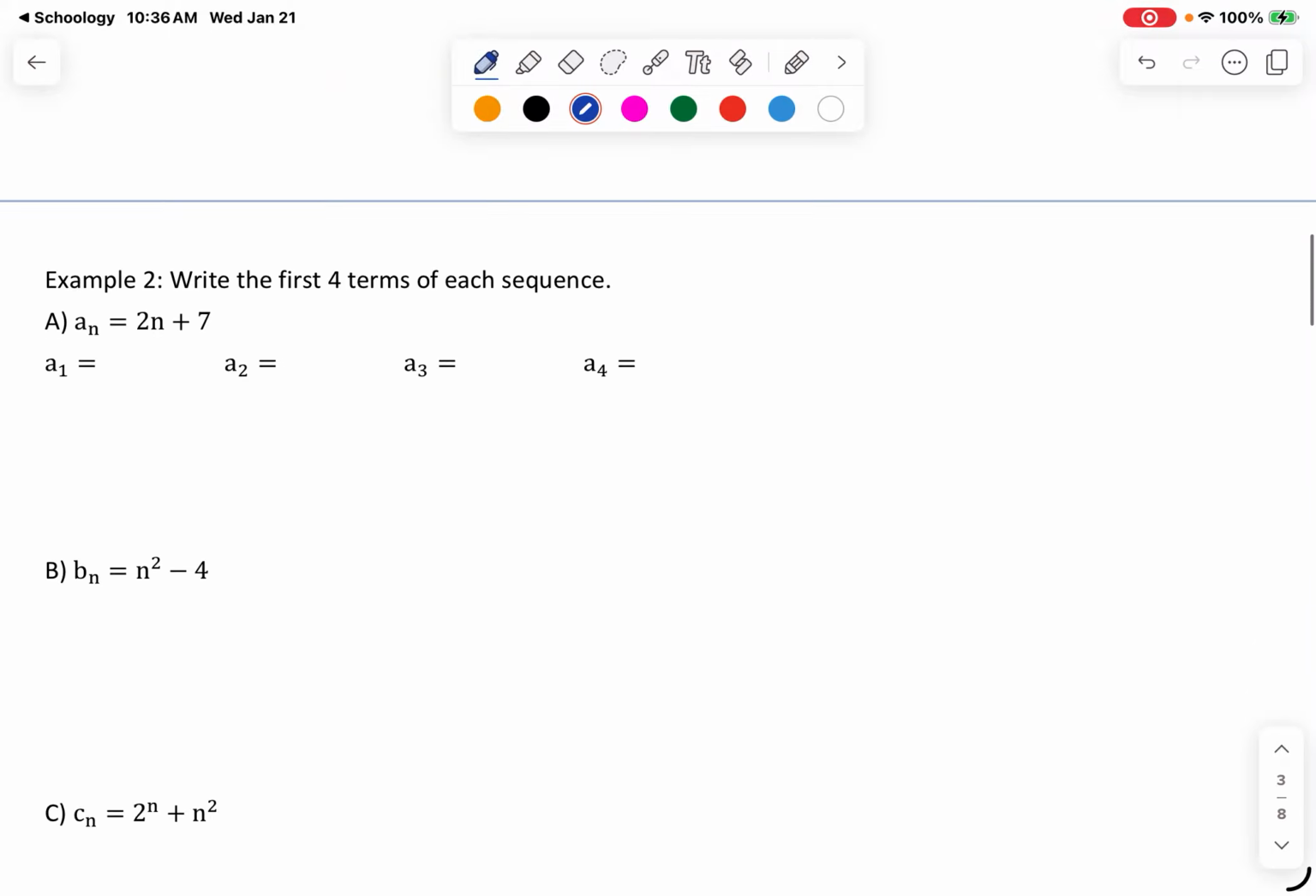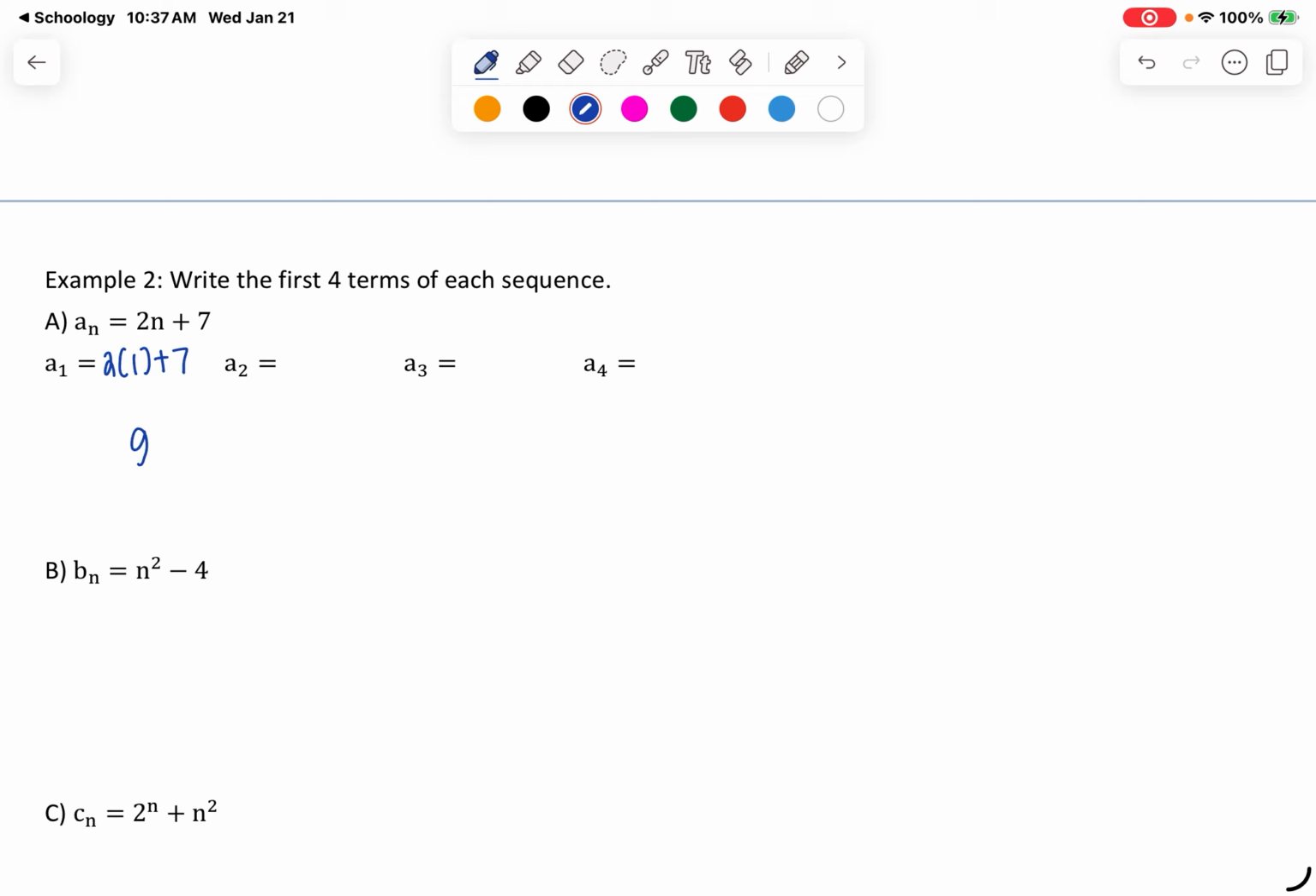Okay. All right, so this next part right here, this is also write the first 4 terms of each sequence, but this time we're given a rule or an equation to follow. So this says find a sub 1. This is directing you in the right direction here. To find a sub 1, we're going to plug in 1 for n, and we get 9.